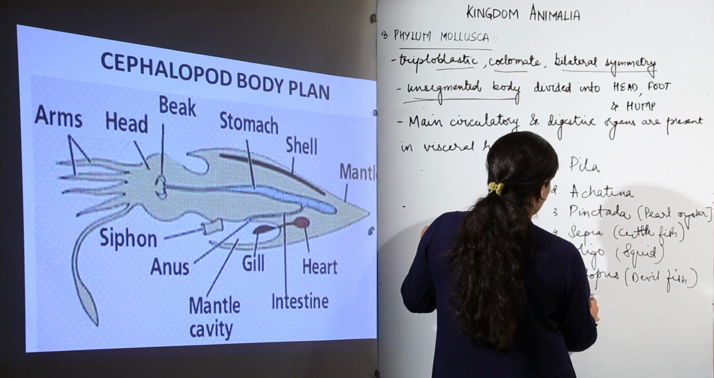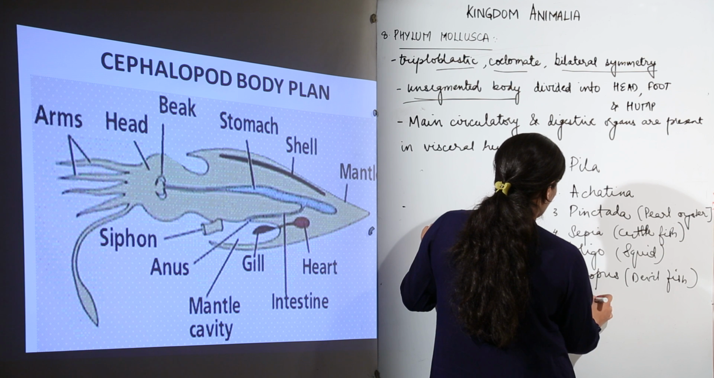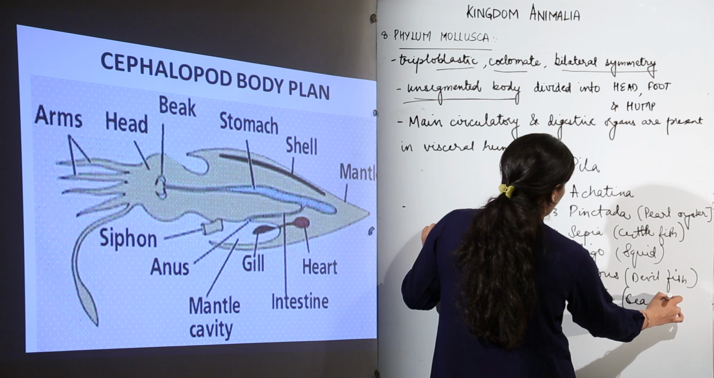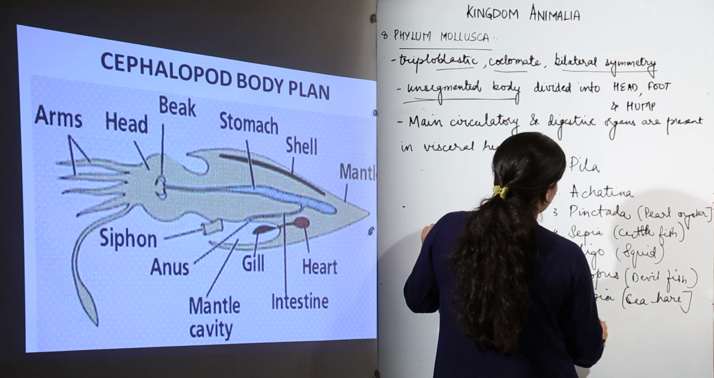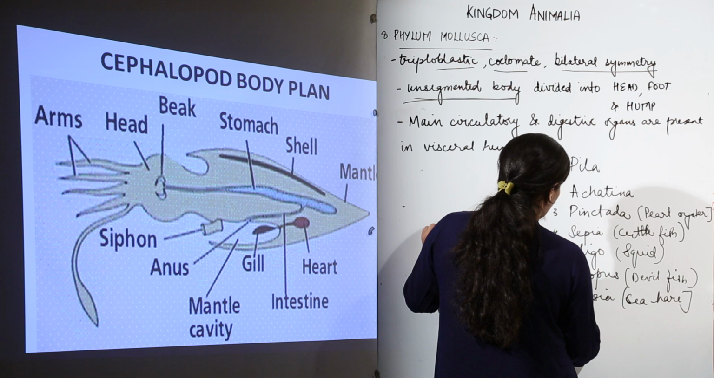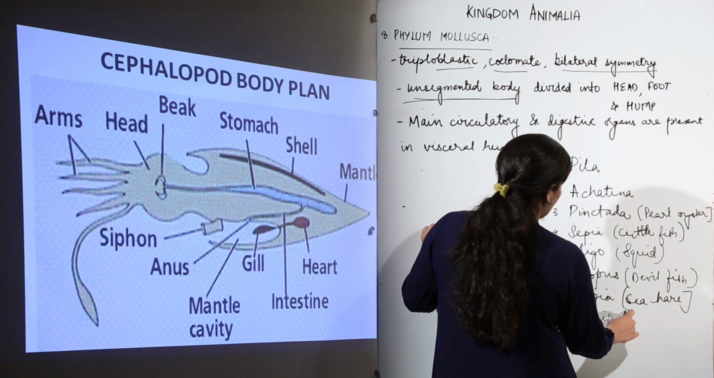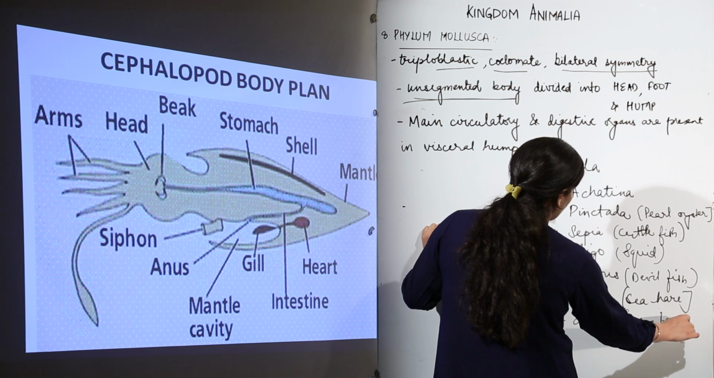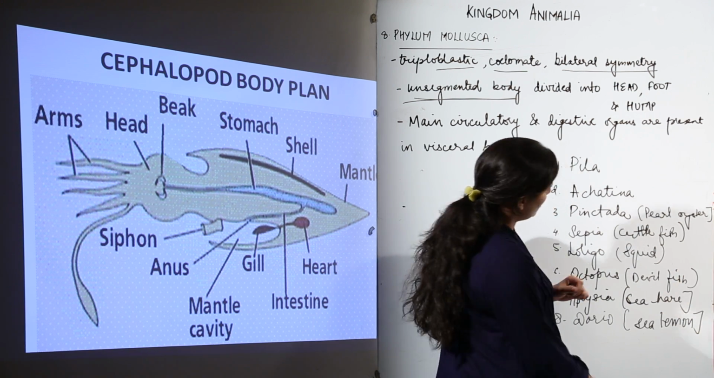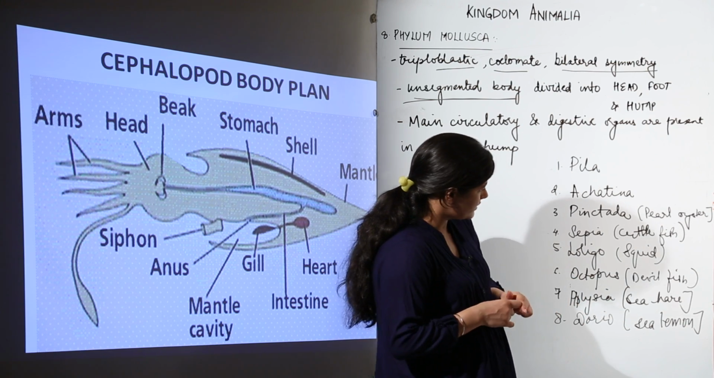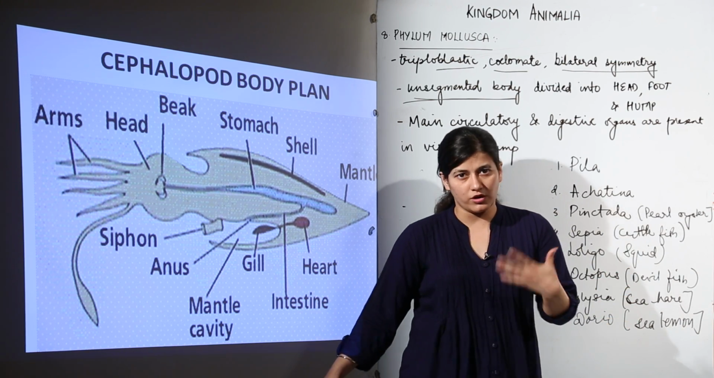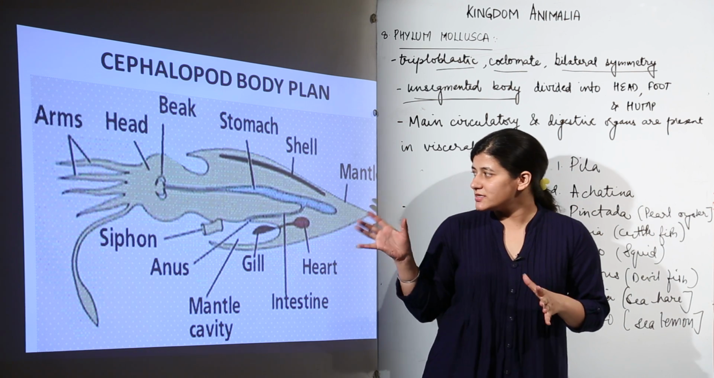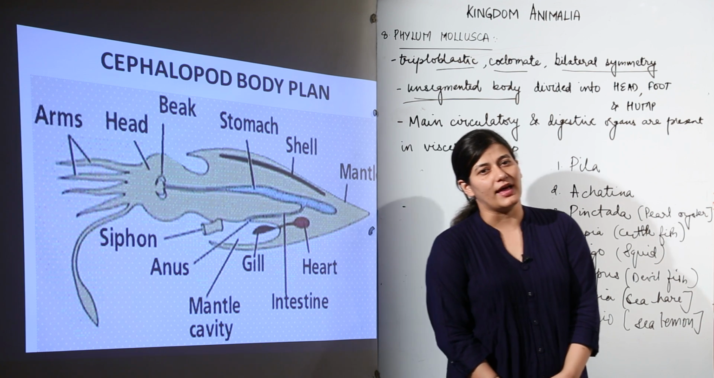Then we have Aplysia, whose other name is sea hare. And then we have Doris, known as sea lemon. I guess these many names are enough. For learning purposes, you can check their images, and the more images you check, the better you are going to remember them. This is what we have to understand about phylum Mollusca.